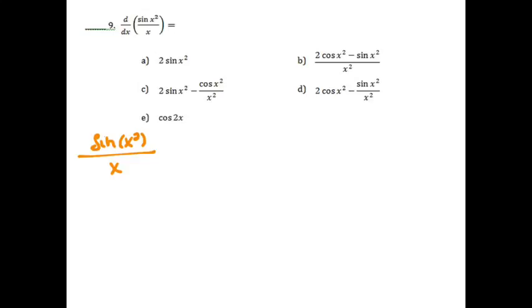So I'm going to rewrite the function down here. Numerator is f, denominator is g, and before I start to apply the quotient rule, I'm going to go ahead and determine f prime and g prime.